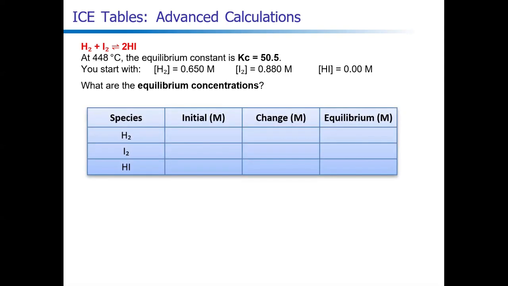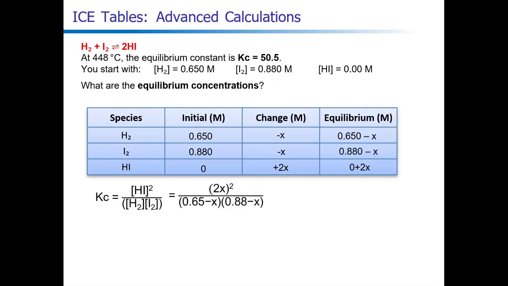So we know the concentration of hydrogen is 0.65, the concentration of iodine is 0.88, and the concentration of product is 0. Based on the stoichiometry of the equation, hydrogen and iodine both decrease by x, while hydrogen iodide increases by 2, giving us 2x. This thus gives us an equilibrium of 0.65 minus x for hydrogen, 0.88 minus x for iodine, and 0 plus 2x for HI. Let's now plug these into the equilibrium expression.